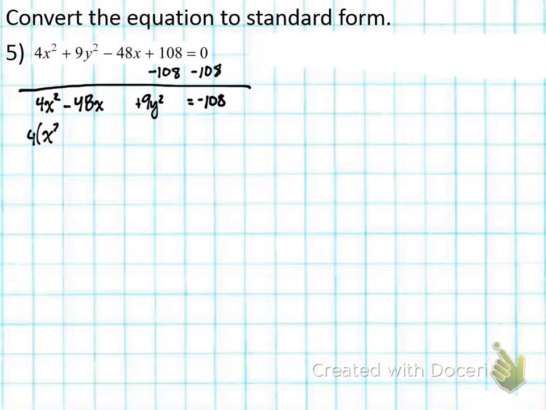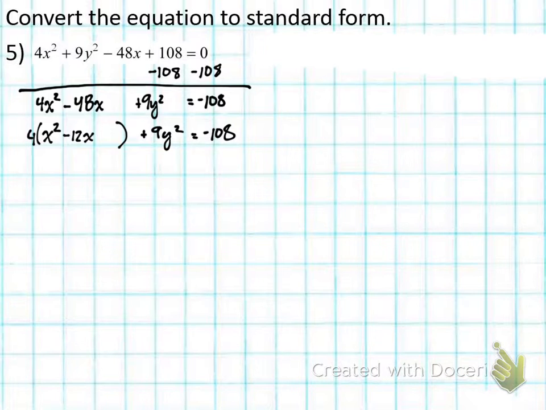4 times x squared is equal to 4x squared. 4 times negative 12x is equal to negative 48x. Leave a little space to complete the square. Looking at my y's now, are my y's together? Yes. Is it a perfect square? What's the square root of 9y squared? 3y. Okay? So it is a perfect square. So do we need to complete the square? Nope. Continuing on, we're going to bring down the rest of the problem, negative 108.